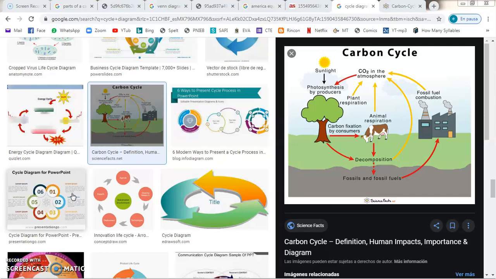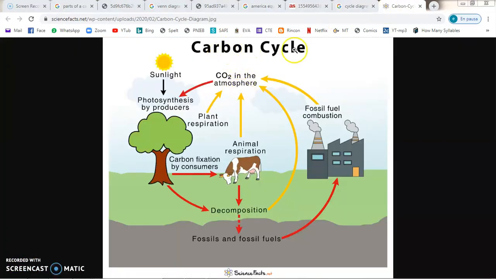But the one important for us in 4th grade is this, the cycle diagram, like this example. In this case, we have a carbon cycle, how it goes, how it returns, and keeps doing the circuit. This is what you're going to have.